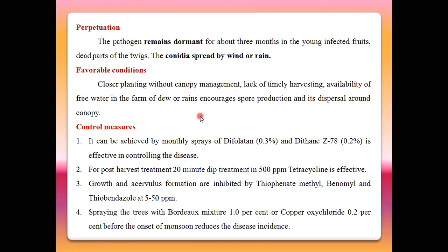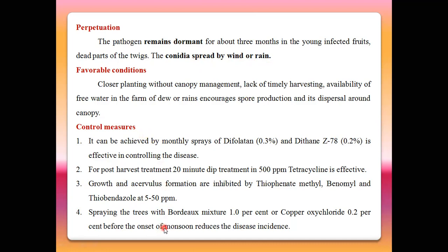Then perpetuation. This fungus may perpetuate in the infected leaf, infected shoot, twigs and fruits, and in the dead parts of twigs, fruits, etc. This is the primary source. As for the secondary source, conidia are generally produced in the sunken spots or sunken lesions, and these conidia spread through wind or air currents.